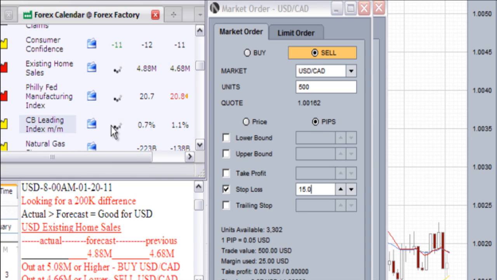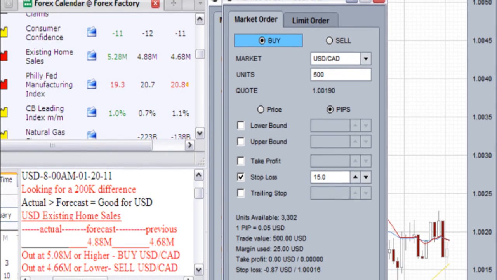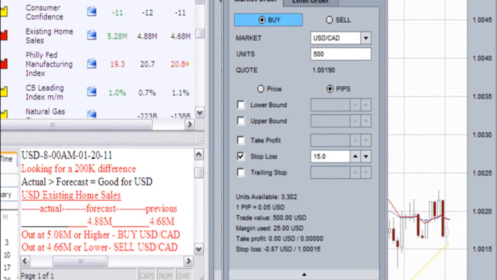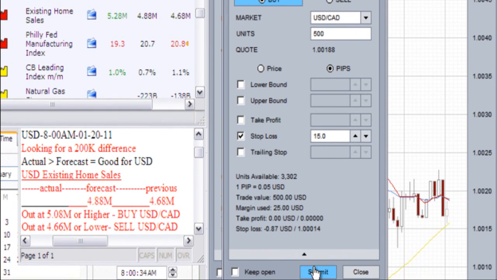In this case, the existing home sales actual report of 5.28 million came out higher than the forecast of 4.88 million by 400,000 and higher than the trigger point of 5.08 million by 75,000. And that is not all. It came out higher than the previous report of 4.68 million by 600,000 and higher than the revised previous of 4.7 million by 580,000.